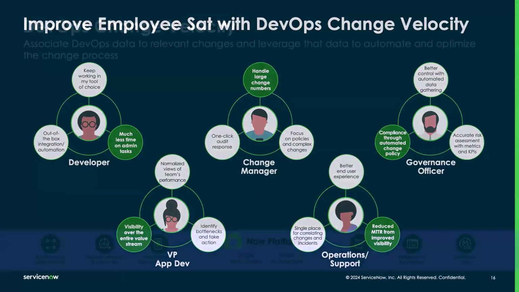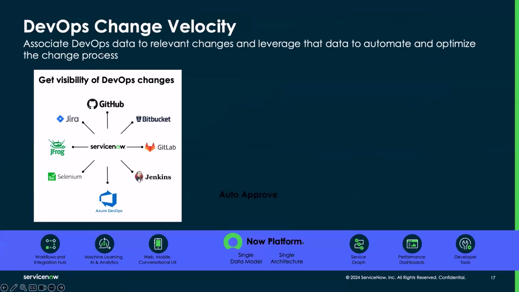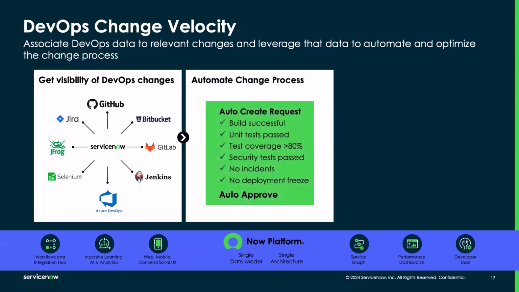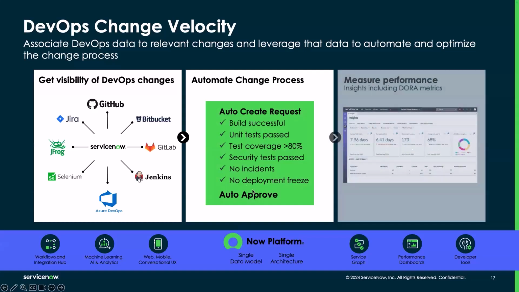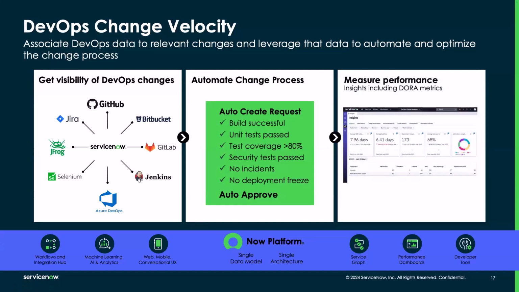So just to sum up the solution, we connect DevOps tools to bring that data into the platform. Modern Change could then take advantage of that data to create the change record with all the necessary data, look at a list of criteria, and then decide, hey, can we auto approve that, right? And then, of course, having those metrics there to be able to measure performance, including the DORA metrics, okay?